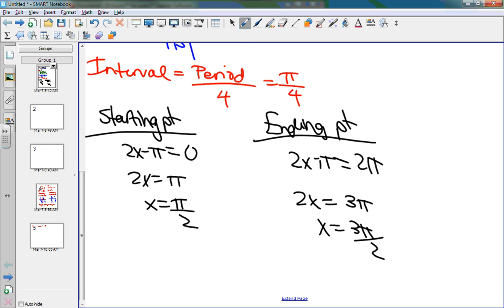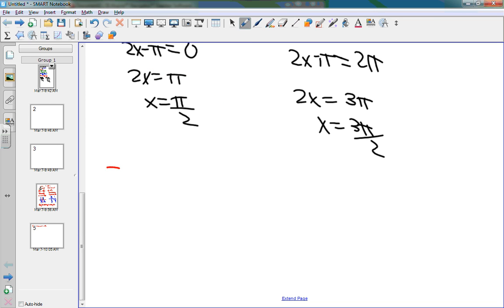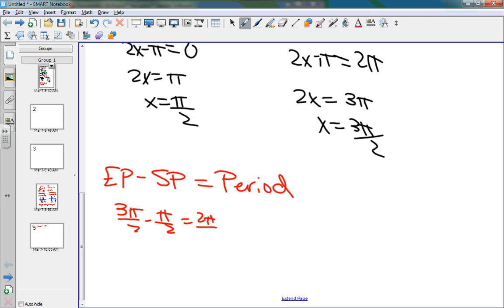Now, how do I know that this is correct? What's the formula to figure that out every time? There are pi units between there, but what is the significance of that pi? If I take my ending point and subtract my starting point from that, that's going to give you my period. So I have 3 pi over 2 minus pi over 2, and that's going to give me 2 pi over 2, the pi units, which is my period. Do we all understand that? It should be like that every time. Your starting point to your ending point is going to be the number of units in your period.